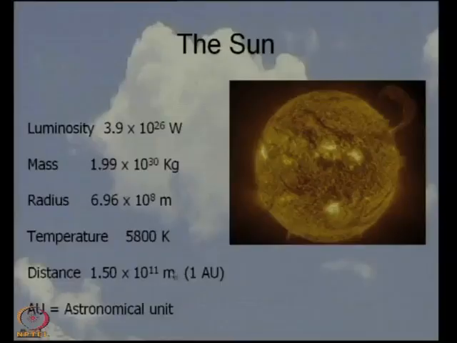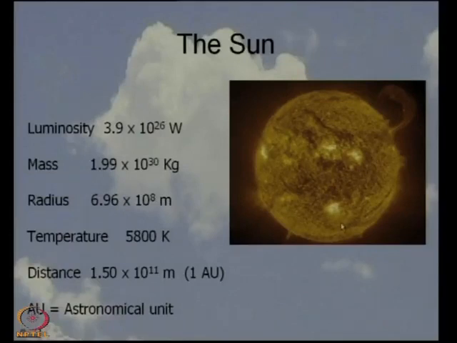It is called 1 astronomical unit, AU. Okay. So AU is an astronomical unit. Now when we move outside the solar system, there is another length scale that we shall use, but within the solar system this is what is commonly used.